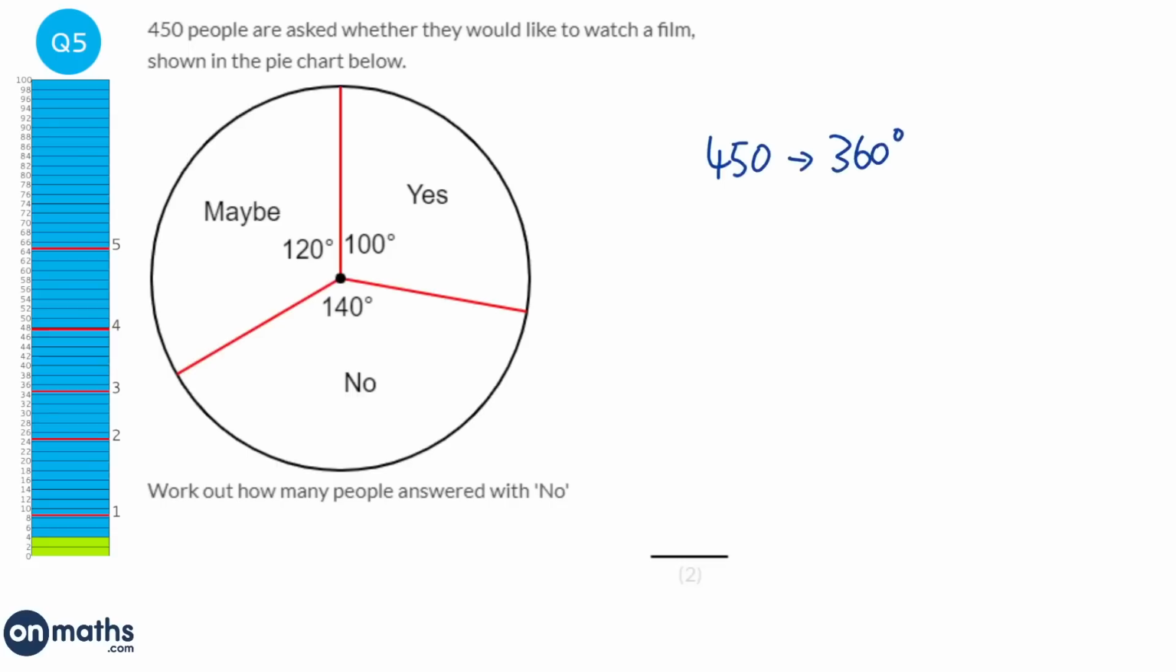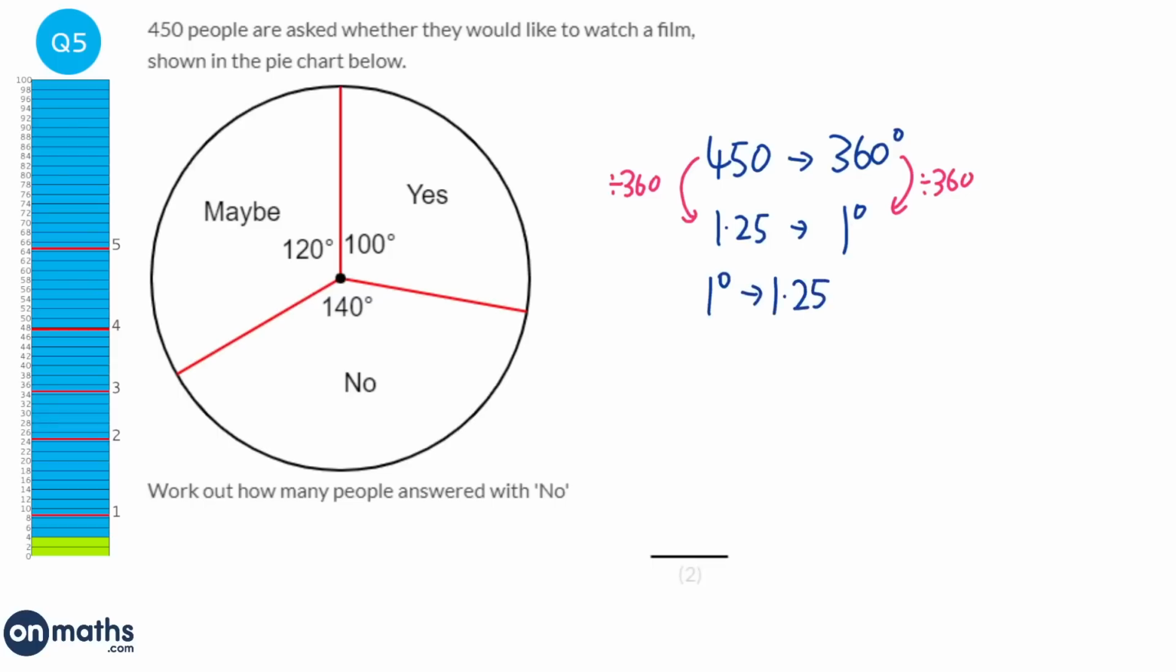So in this question it says that 450 people are in total, and we know that is represented by 360 degrees in a circle. But what I want to do is work out what 1 degree represents. So to get from 360 to 1, we divide by 360. So we're going to do the same on the other side. So 450 divided by 360 is 1.25, or 1 1/4. So 1 degree represents 1 1/4 people.